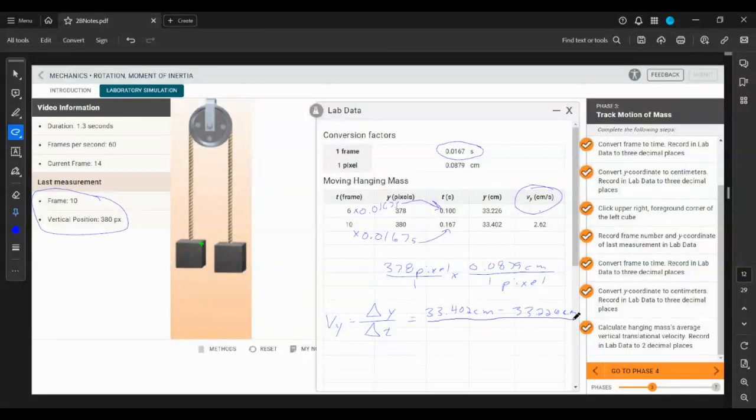Excuse me. Divided by our change in time, which is again from that other column, so 0.167 seconds minus 0.100 seconds. Then that should give you your velocity. Depending on your calculator or what you're using, you'll probably want to work out the top part, then the bottom part separately, then divide those to get that velocity. Otherwise, if you're not careful how you type this into your calculating device, you may get strange answers.